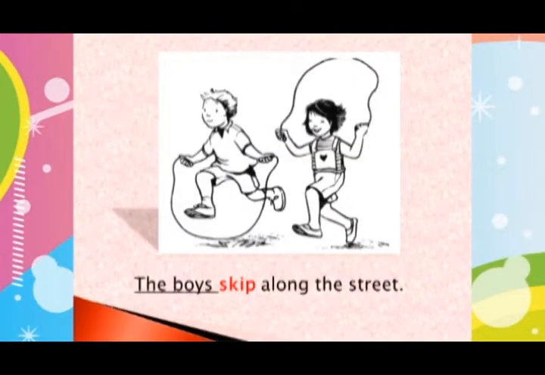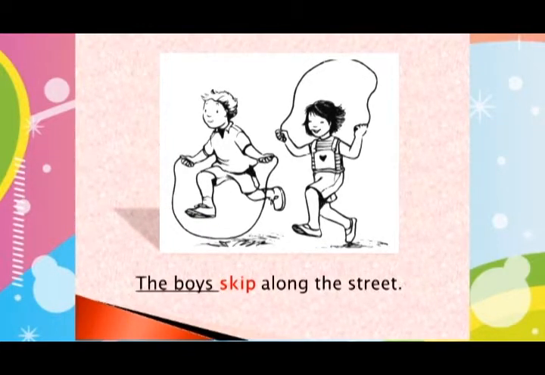Now, let us examine a sentence that has a plural subject and a plural verb in it. Remember, if the subject is plural, then the verb must also be plural. The boys skip along the street. The boys is the subject of the sentence, so it must take a plural verb. Skip is the plural verb, so the sentence reads, the boys skip along the street.